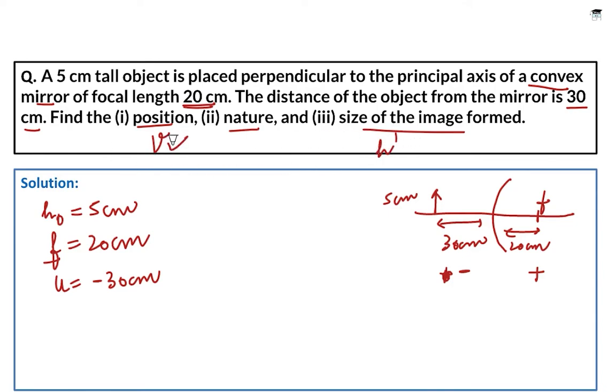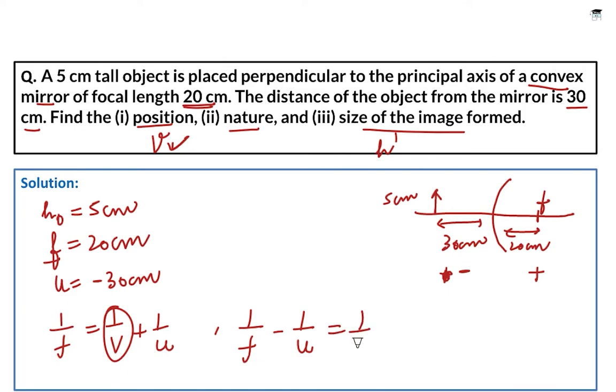And to find V, we will use the mirror formula. So our mirror formula is 1 by F is equal to 1 by V plus 1 by U, and I need to find the V, so I'll keep the V on this side and I'll take the U on the opposite side. It will become this. Now just substitute the values of F and U and solve it to get the answer.